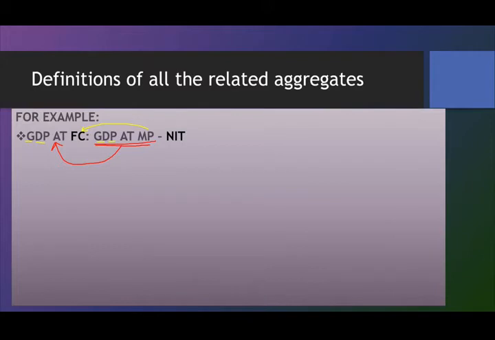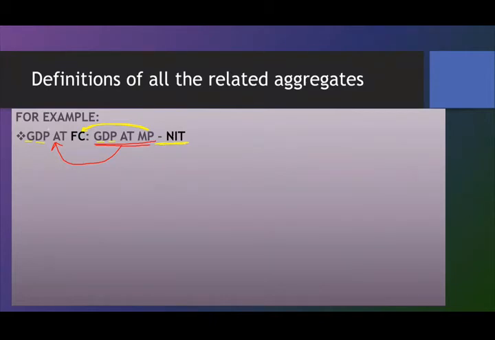From MP we have to reach FC. Whenever you have the broader concept and have to reach the narrow one, from broad to narrow, with GDP at MP as the base, how will you reach from MP to FC? MP is broad and FC is narrow, so from broad to narrow you have to deduct something. What is that something? What was the difference between MP and FC? That only we have to deduct. So here the formula will be GDP at MP minus NIT, the conversion method.